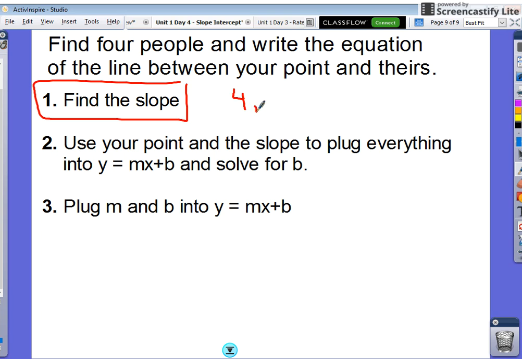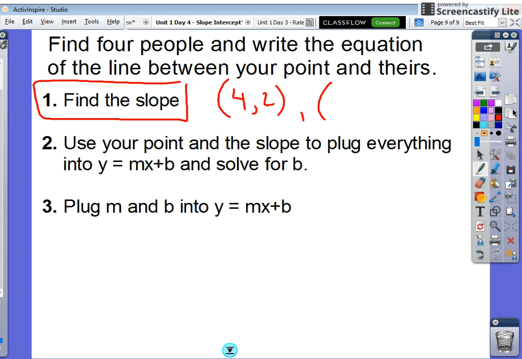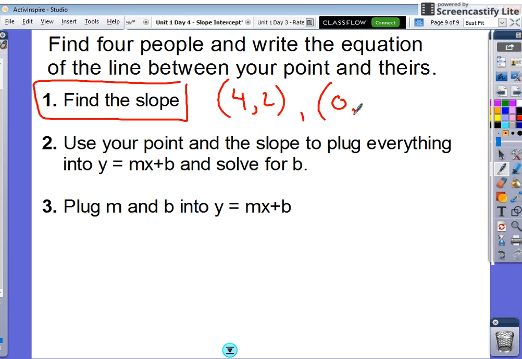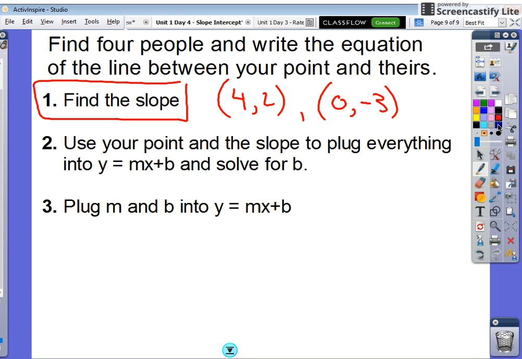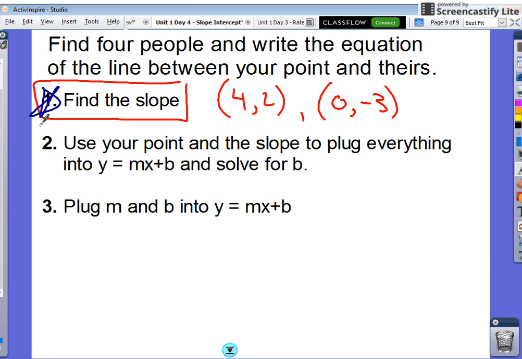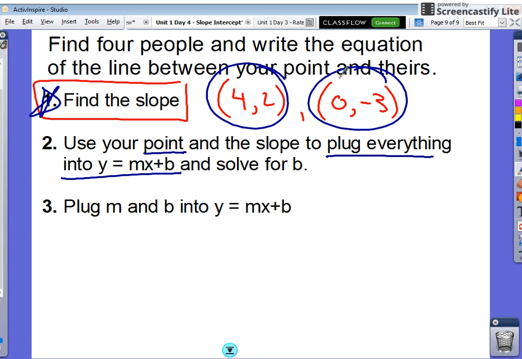Let's just say my point was (4, 2). Let's say that I paired up with Donovan. Donovan, you're my partner, and let's say that Donovan's point was (0, -3). Now our goal is to find first the slope that goes through those 2 points, and then use that point. Use your points to find the slope and plug in everything you need to get y = mx + b. So Donovan's and my goal would be to find that equation that goes through (4, 2) and (0, -3), just like we practiced. Your final answer is presented as y = mx + b.